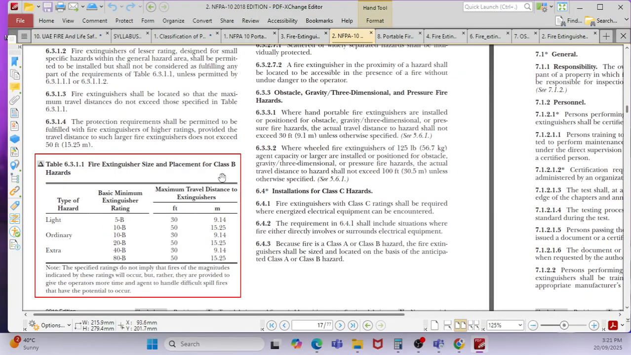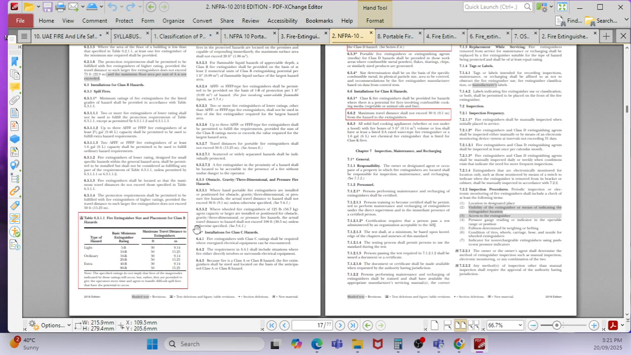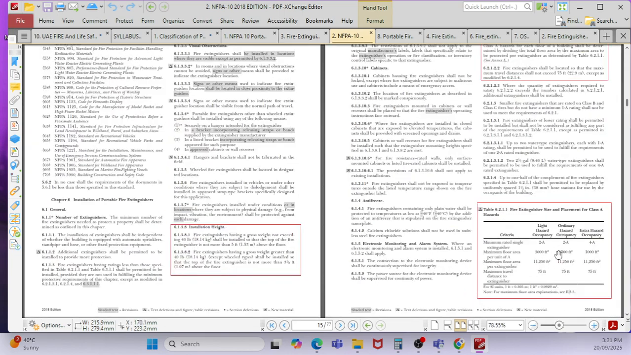If you have a class B fire, the basic minimum extinguishing rating: if it is a light hazard, you have 5B and 10B. And if it is an ordinary hazard, you need 10B and 20B. And the minimum travel distance is also given here: 30 feet, 50 feet, 30 feet, 50 feet. Okay, for class B fires, and this is for class A fires.